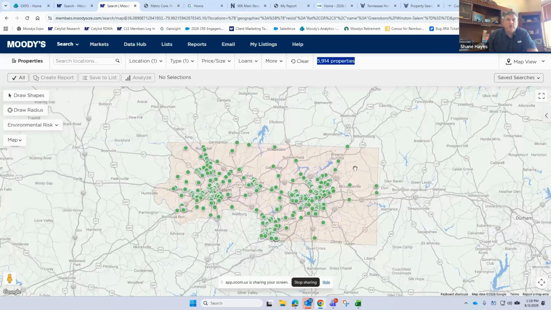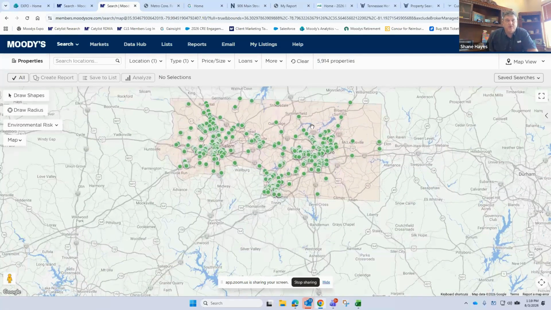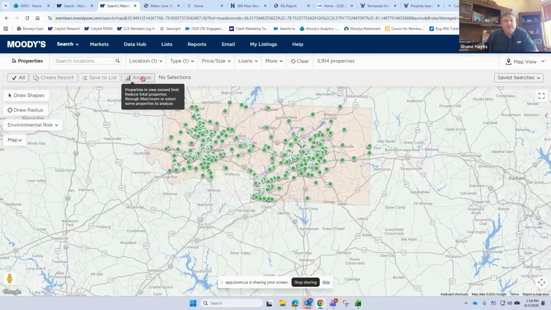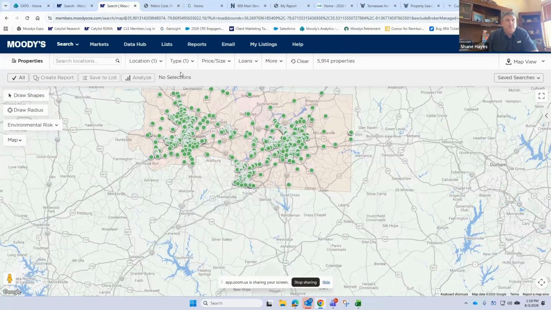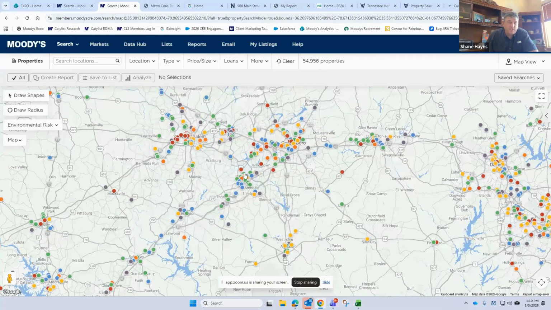As a broker, it's nice to know what's going on as a whole, but you're going to be working with a client that wants to know a real specific area of town. Like, okay, that's great, but what's happening down in Thomasville, or wherever you're wanting to look. The easiest way to do that is with this analyze button right here at the top. The best way to accomplish that is I'm just going to clear out these 5,900 properties. And this is going to show you all the numbers that you're used to seeing. The colors are spread across the different asset classes.